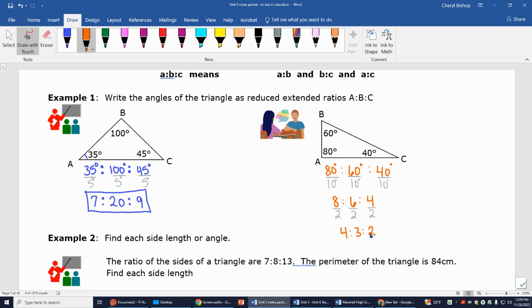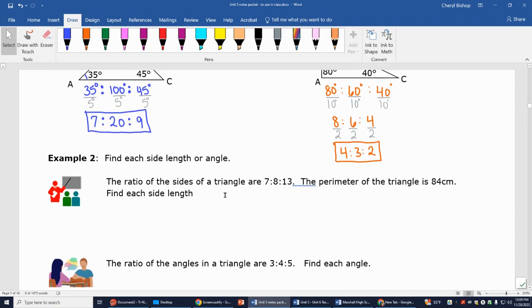And then 4, 3, and 2, there's nothing else I can divide those by, so that is my final reduced extended ratio. Now, had I divided originally by 20, I would have gone straight to my 4, 3, and 2. But I did want you to see that sometimes you want to check it to make sure you don't need to divide again. Okay? Let's see how we can use this idea of extended ratios to work backwards to find angle lengths or side lengths.